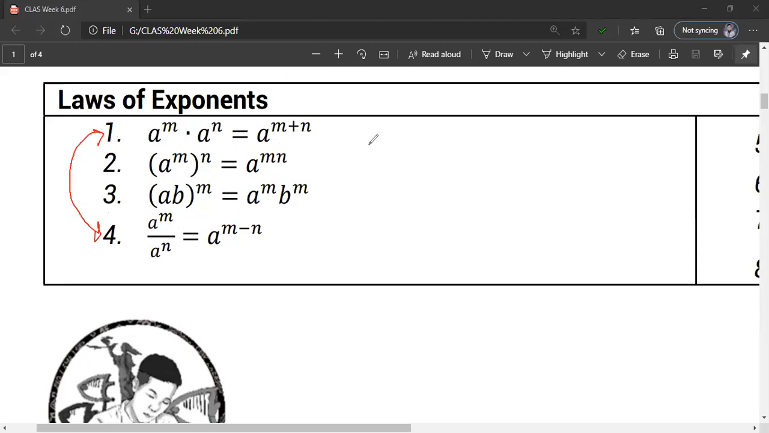Okay. So ganun siya. So let's take for example, ito ginagawa niyo na ito minsan eh. X raised to 5 over x raised to 2. So ilan ang sagot? So x raised to 5, x raised to 2, subtract the exponent. So we have x cubed.